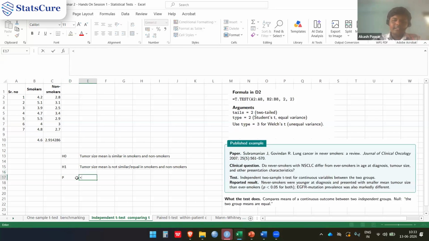If it is less than 0.05, we say reject H0. Let's not go into this terminology a lot. We will just say if p-value is less than 0.05, we reject that tumor size is similar in both groups, and we accept that tumor size is different. So if p-value is less than 0.05, we would say the tumor size mean is not similar in both groups. And whichever is high or low, we make that assumption.